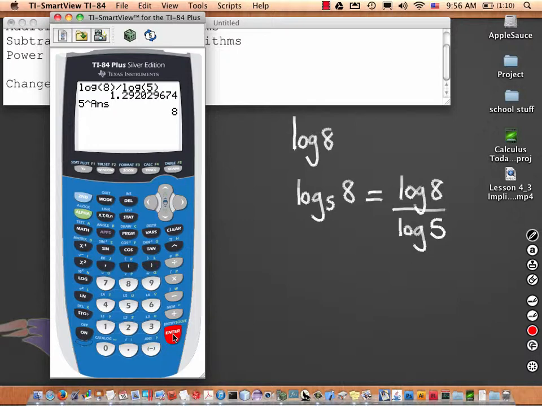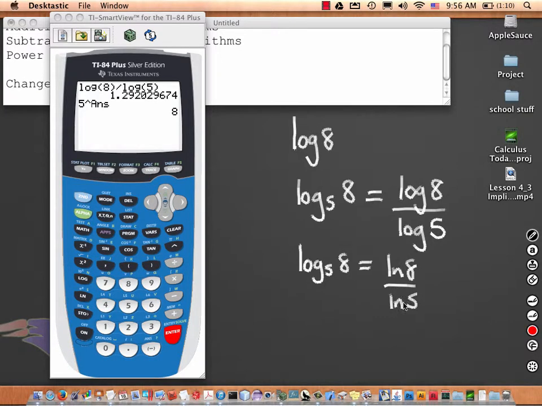By the way, could I have done this? Logarithm base 5 of 8 is equal to ln 8 over ln 5. Let's try it. ln 8 divided by ln 5. So the change of base formula doesn't care whether it's common or natural. And that even makes us more powerful as mathematicians, because now we can expand things.